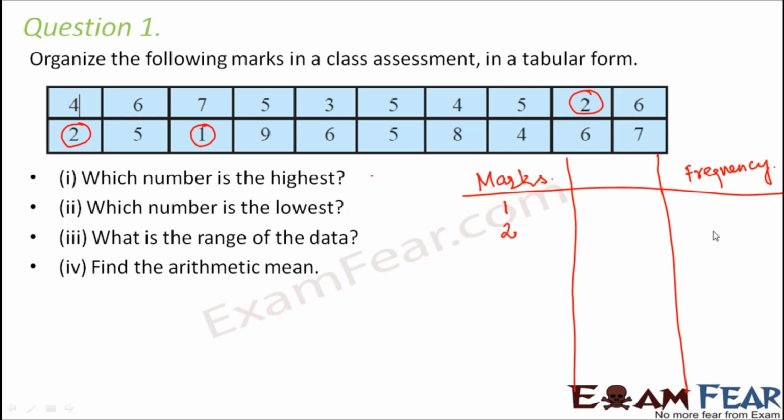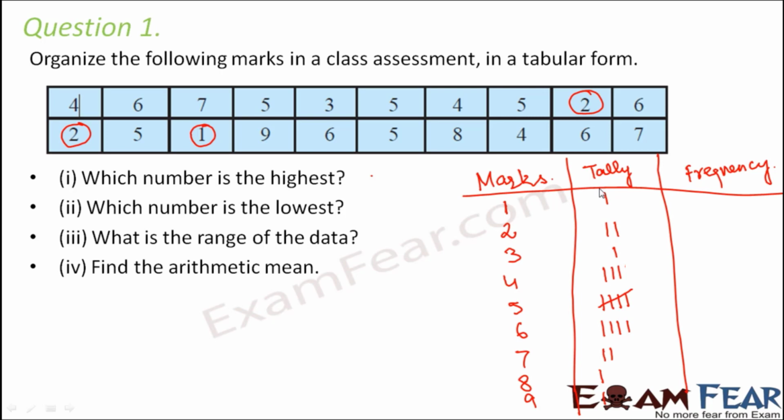So 2 gets repeated how many times? 2 times. And here we put the tally symbol. So 2 is repeated 2 times. 1 is repeated 1 time. What about 3? How many times do you have 3? 3 is repeated 1 time. 4 is repeated 3 times. 5 is repeated 1, 2, 3, 4 and 5 times. 6 is repeated again 4 times. 7 is repeated 2 times. 8 is repeated once and 9 again is repeated once.